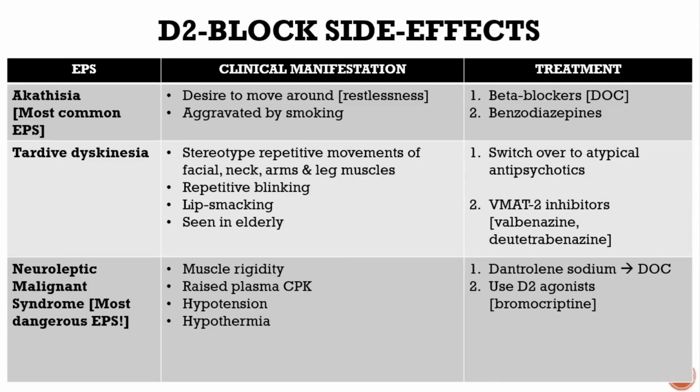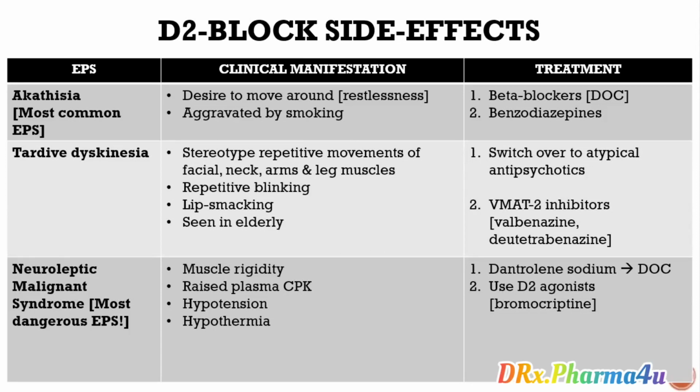The next side effect is tardive dyskinesia. This is actually anything that you are doing repetitively. For example, if you are constantly moving your face to the left side, or moving your face once to the left and then to the right, repetitively without stopping. It can be repetitive blinking, it can be lip smacking. So it is stereotyped repetitive movements of facial, neck, arm, and leg muscles. This is usually seen in elderly.